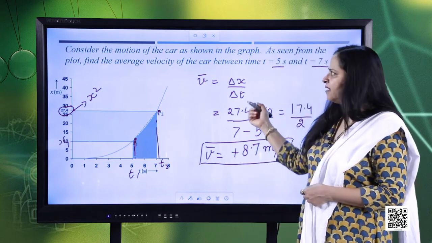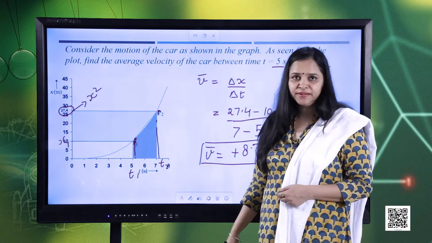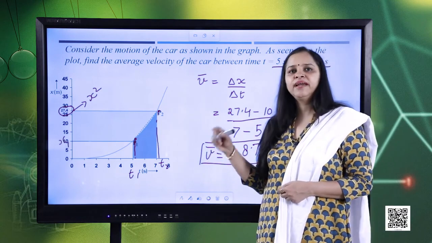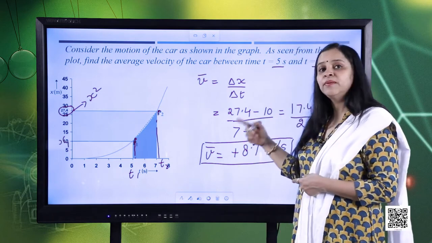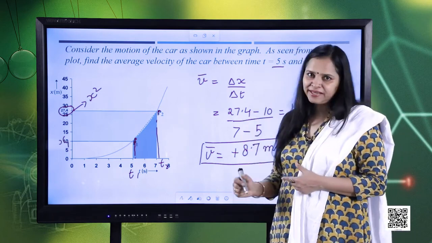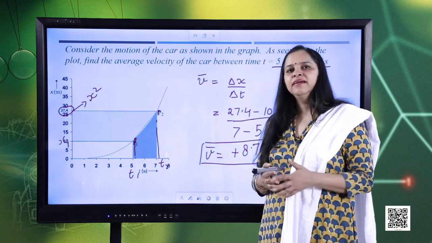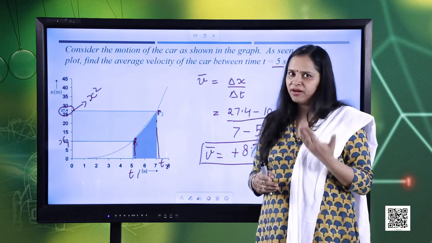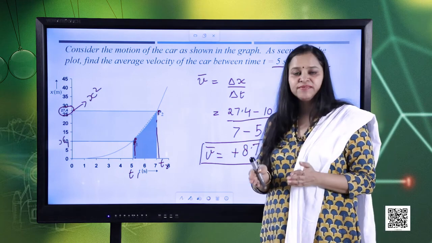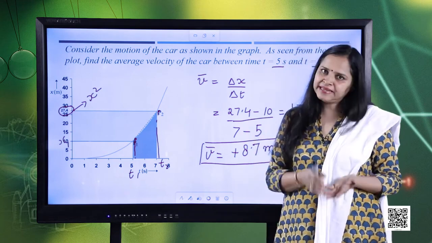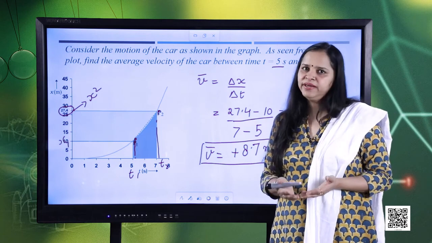right? So that is how we see the two examples. In the previous example, we have come out with the negative velocity. In this example, we have come out with the positive velocity. So we have seen the two cases wherein in one case the velocity was positive, in the other case the velocity was negative, and same way if the displacement is 0, then the average velocity will also be 0.